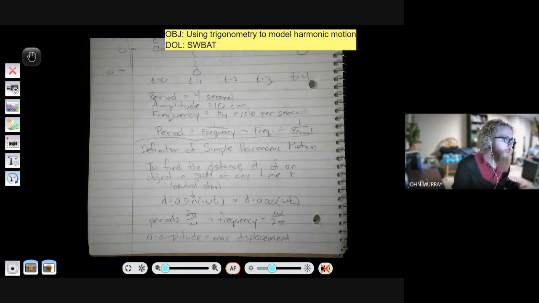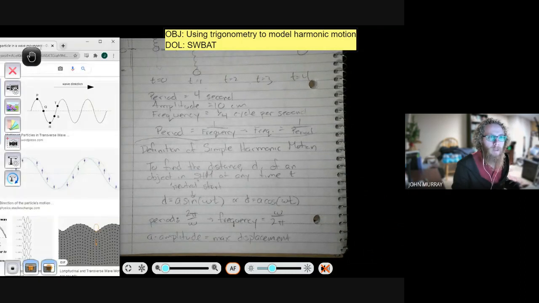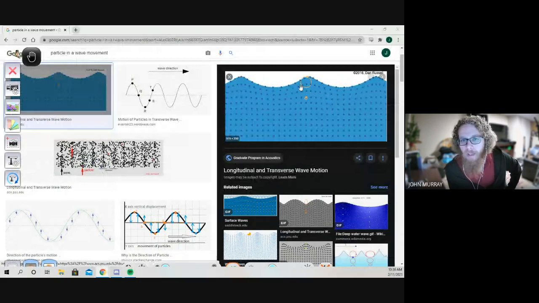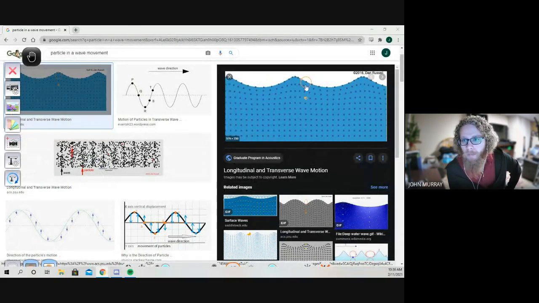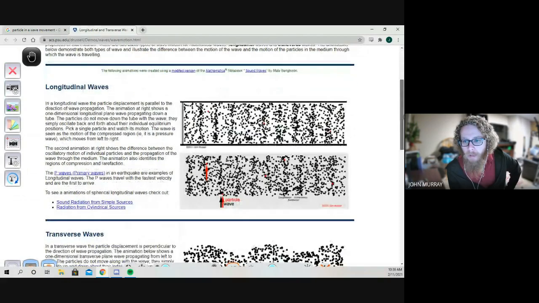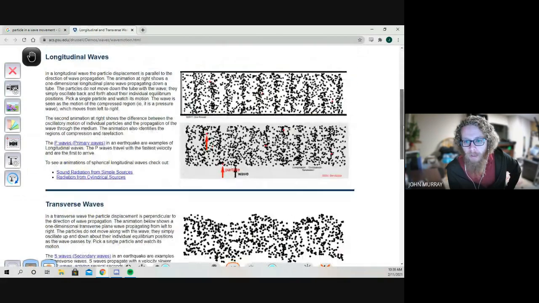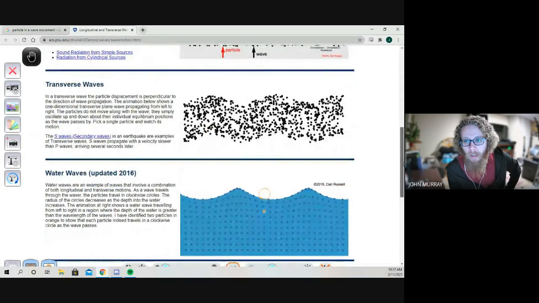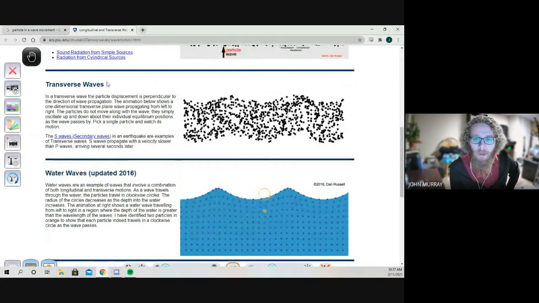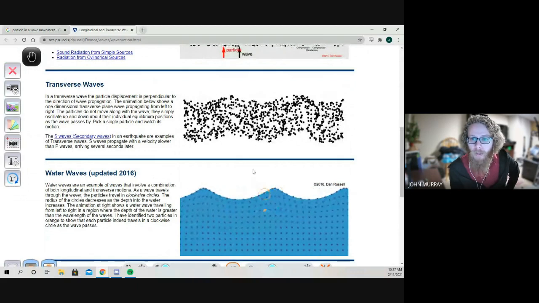Here we go. So it doesn't exactly bob up and down. It actually moves in kind of an elliptical motion. This is when you start getting into sound waves and stuff like that. But the water waves are what's called transverse waves.